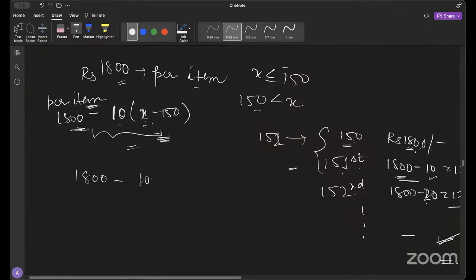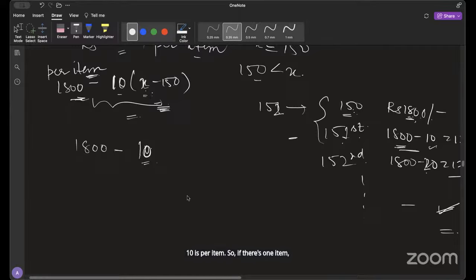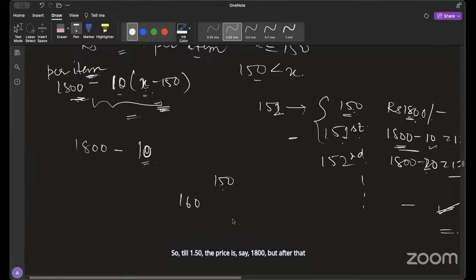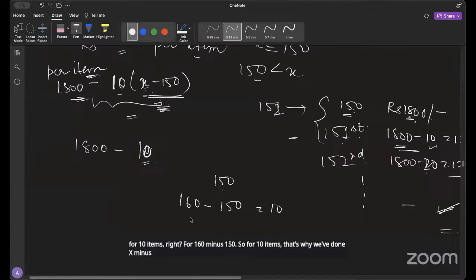So it's 1800 and 10 is per item. Let's just say your question in this instance is given 160 items. So till 150 the price is the same, 1800, but after that it starts reducing. So how many items is it going to reduce for? For 160 minus 150, so for 10 items. That's why we've done x minus 150 here.